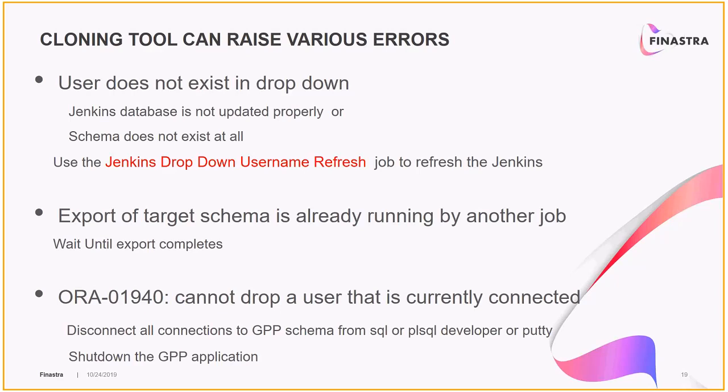They think that they do not see the schema in the drop down. Okay, so if you do not see the schema in the drop down, you can verify on your own also. Or again, we will come up with a Jenkins job to verify whether your schema exists or not. We have already started building it. Or rather, you can also verify on your own.